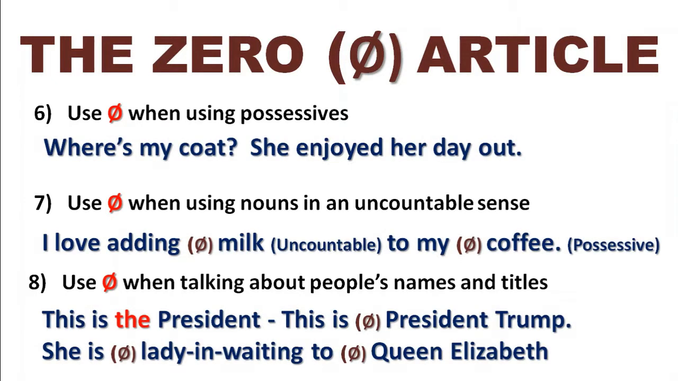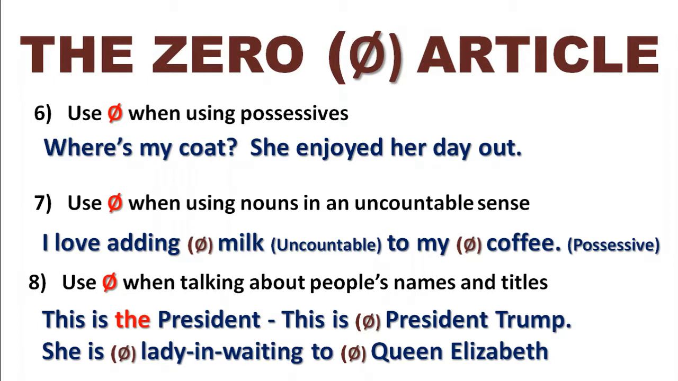When we're using possessives, we would say, where's my coat? We could say, where's the coat? But if we're using the possessive, where's my coat? We don't need any other word. We don't need an article. The possessive takes over. Where's my coat? She enjoyed her day out. Now you could say she enjoyed a day out, she enjoyed the day out, but when we use the possessive, her, we don't need any of those. She enjoyed her day out.